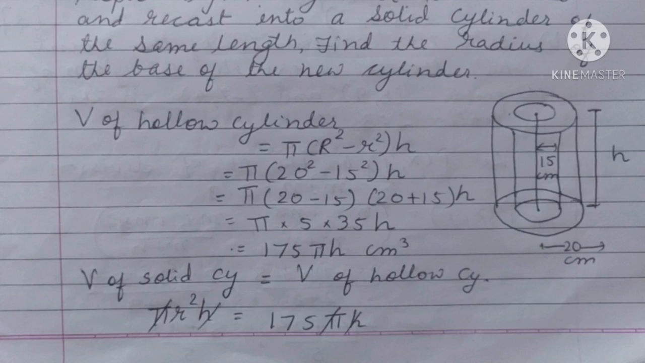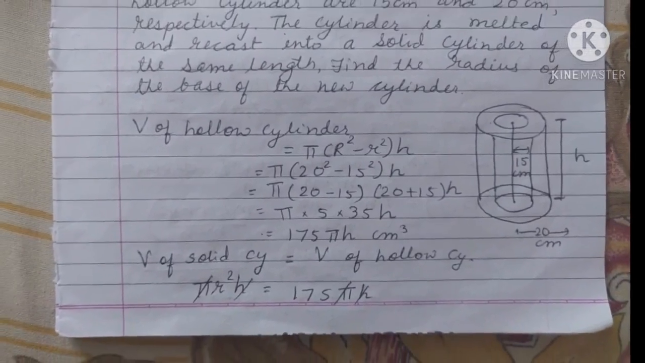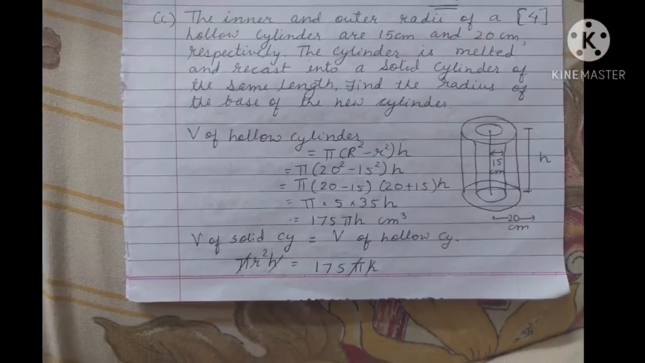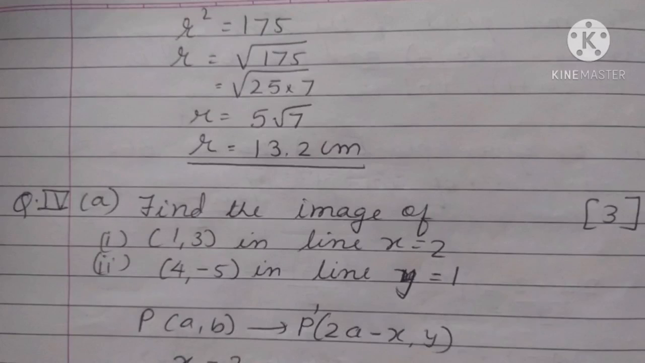So the volume of the solid cylinder is equal to the volume of the hollow cylinder. The solid cylinder is pi r square h, and for the hollow cylinder we got the value 175 pi h. From both sides, pi and h get cancelled. So we get r square is equal to 175. Now r is equal to square root of 175. So the r value is 5 root 7, and taking root 7, r is equal to 13.2 centimeters.